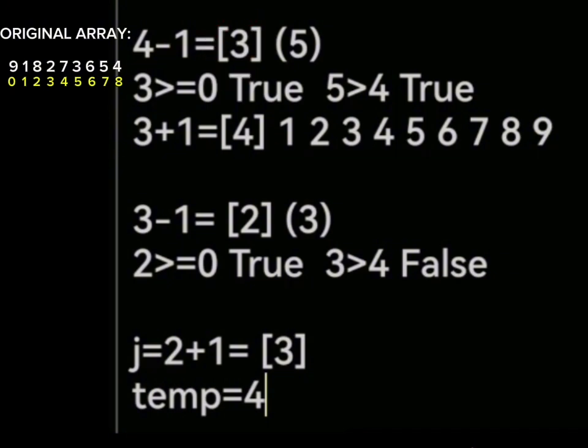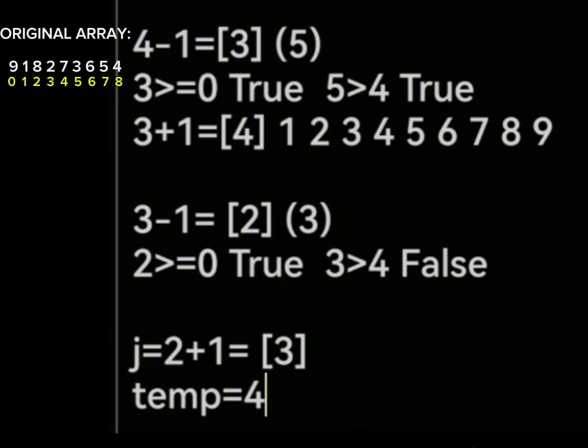So yung laman ng ating index 3 is 5. Ito po. So 3 greater than or equal to 0. So true. 5 greater than 4 is true. So 3 plus 1 is 4. So yung 5 ay ililipat po natin sa index 5. Ay, sa index 4 rather. Kasi 0, 1, 2, 3, and 4.